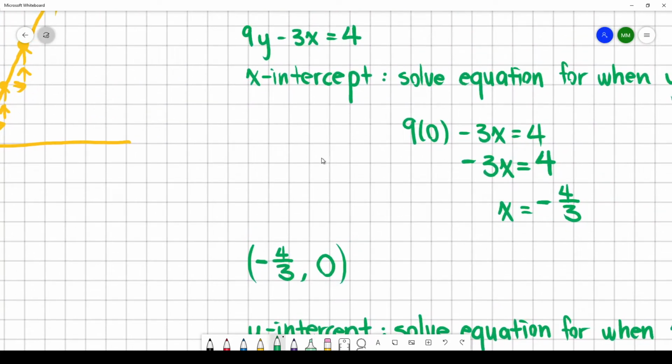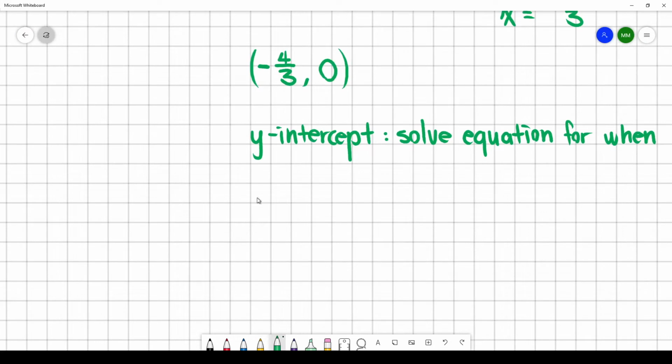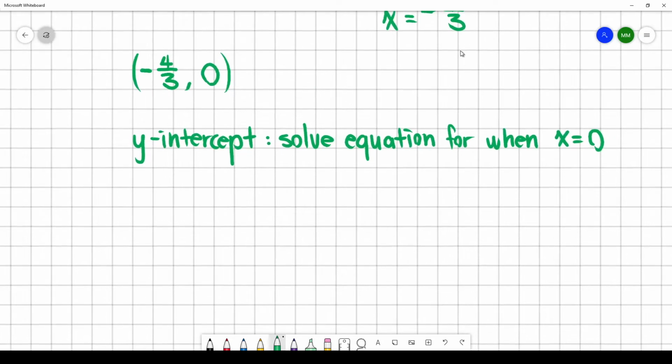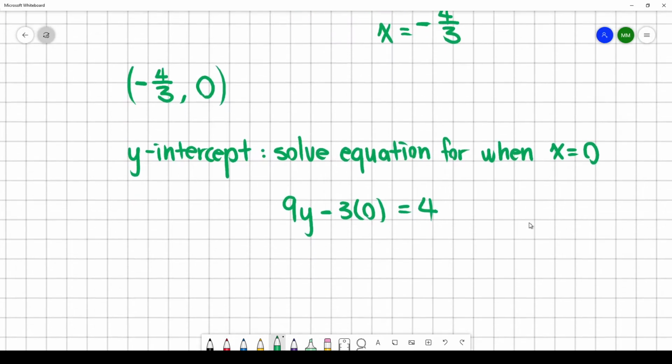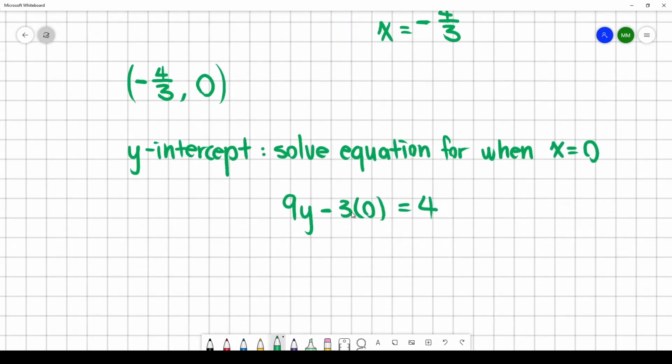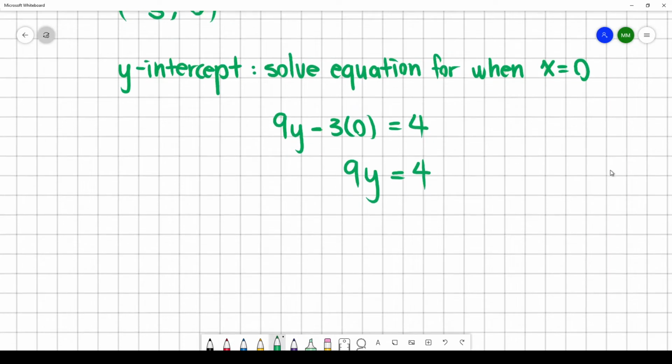So this equation, 9y, I'll keep it consistent and do it here. 9y minus 0 is equal to 4. Since it's 9y minus 0, you get 9y. No negative sign here. And you divide both sides by 9. y is 4 over 9, or you can say it's 0.4 repeating. That's okay as well.